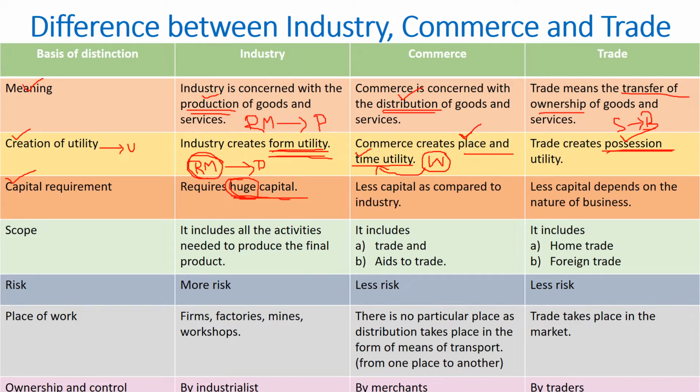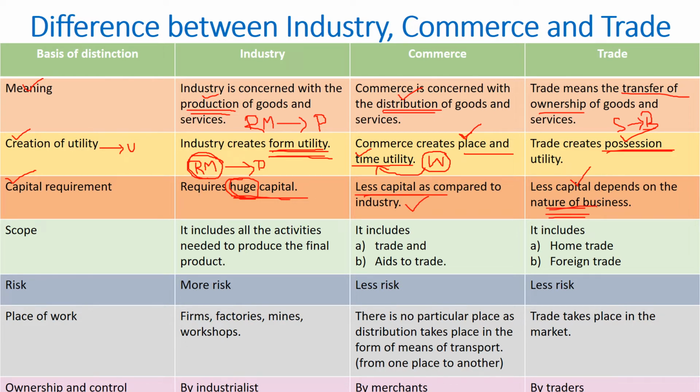In case of commerce, the capital requirement is less when compared to industry, as it is just dealing with the distribution side. When we talk about trade, less capital depends on the nature of business. As we all know, trade is divided into two types, that is the home trade and the foreign trade. In case of home trade, that is the internal trade, the requirement of capital is less, and when a person is taking up the foreign trade, the requirement of capital may be more. So the capital requirement totally depends on the nature of business in case of trade.